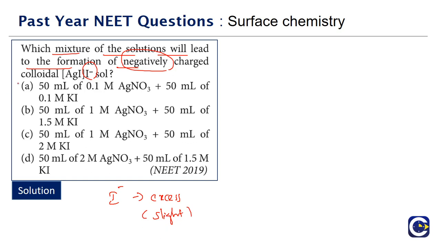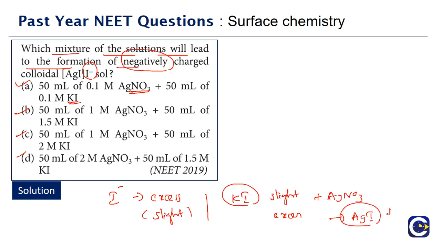So if we look at the 4 options given to us, we are mixing AgNO3 with potassium iodide in different concentrations. So we must have the mixing happening in such a way that the KI amount will be in slight excess. Thereby, when we mix the KI with AgNO3, that will lead to formation of AgI, plus there will be some amount of excess I- ions, and that is going to form the negatively charged layer on the colloidal particles.